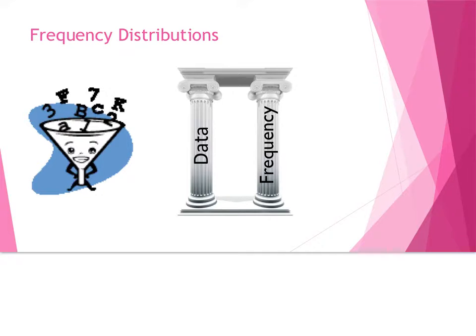Right-hand side is always going to be numbers. So when you decide whether our data is qualitative or quantitative, remember, you're only looking at the left-hand side.